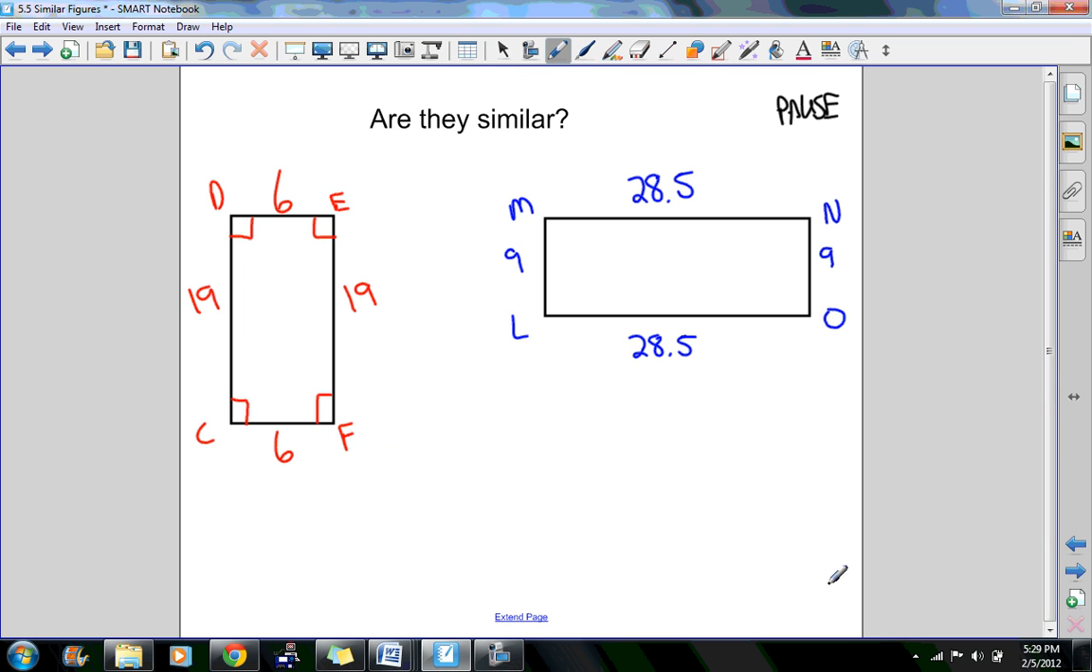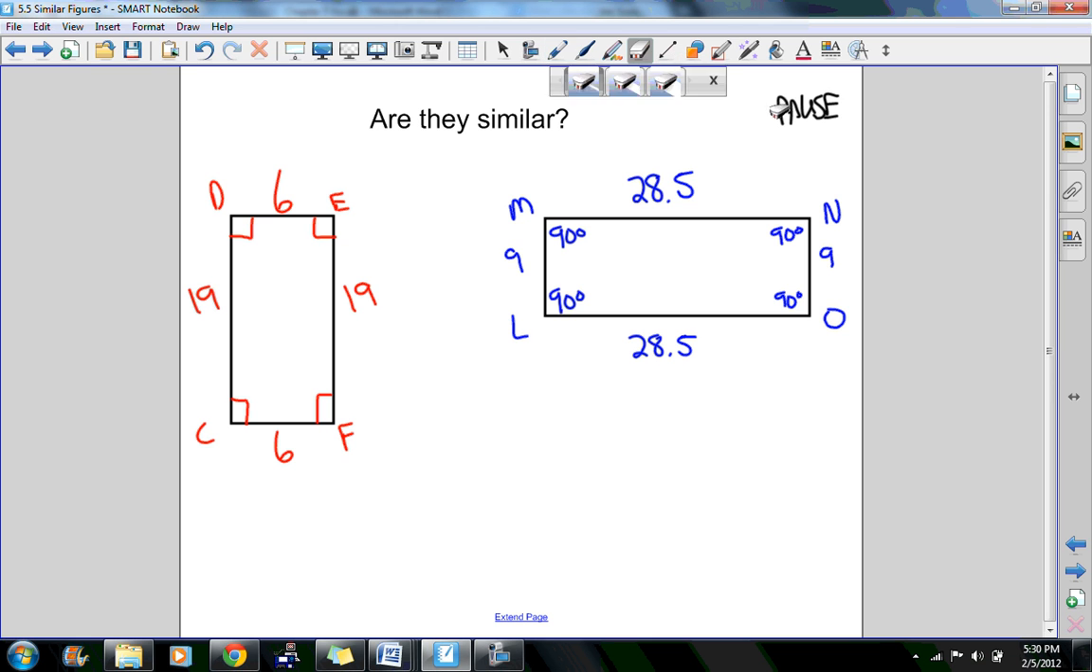Okay, so I want you to try this one on your own. I want you to find out if these 2 rectangles are similar to each other, and I have to make a quick change here because I didn't write in the angle. So I'm going to write in 90, 90, 90, and 90. And I want you to tell me if these 2 rectangles are similar to each other. All right, so give it a pause.